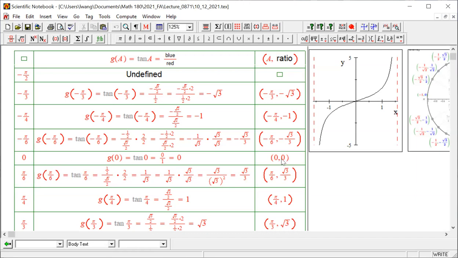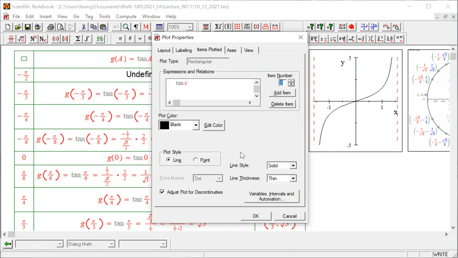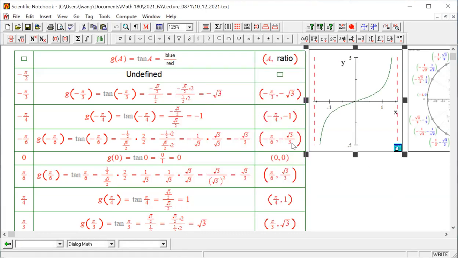So let's see. For these 7 points, can you find a spot for them? So far, we're still doing the tangent, but it's a truncated tangent. We haven't talked about arctangent yet. So shall we put the points in place? Okay, I'm going to make this tangent curve green. I'm going to plot these points in place.